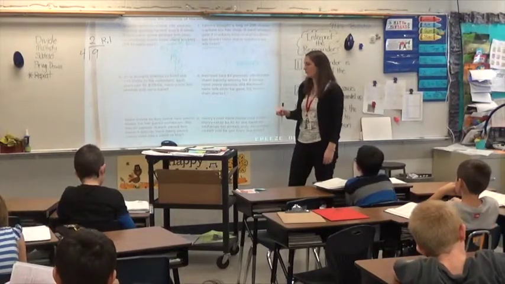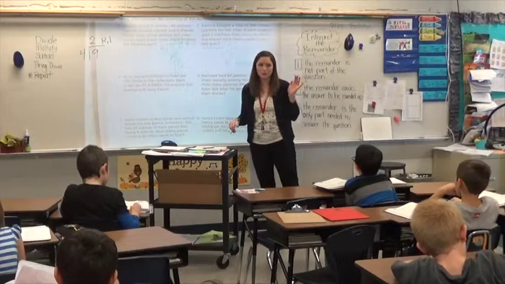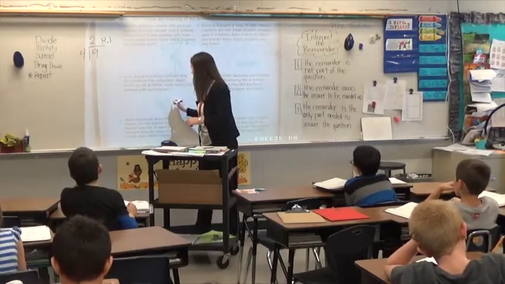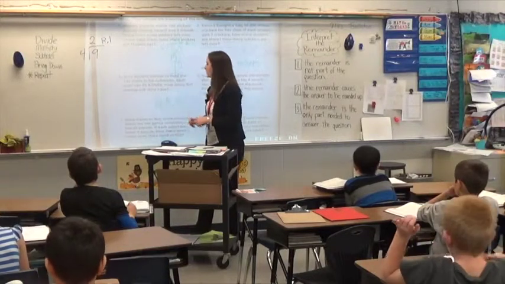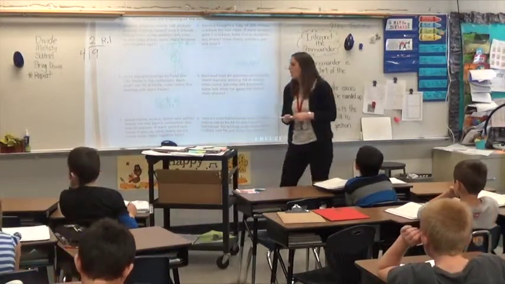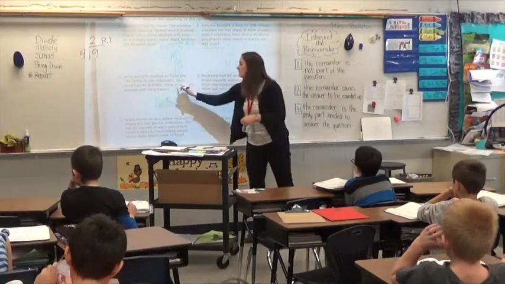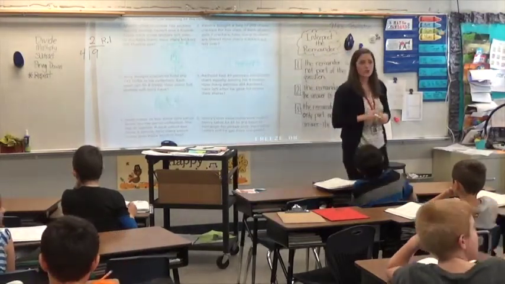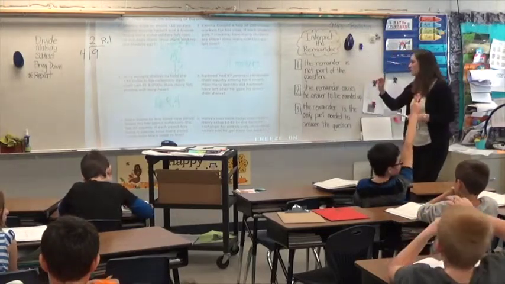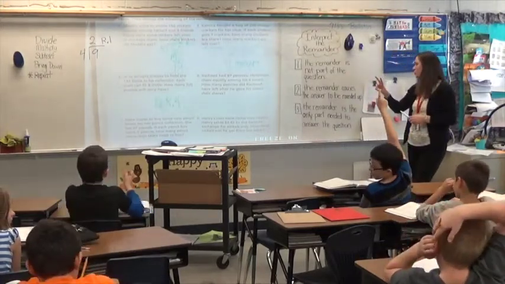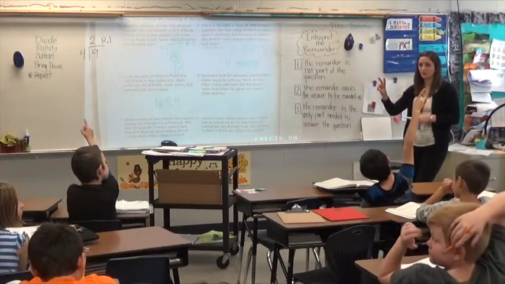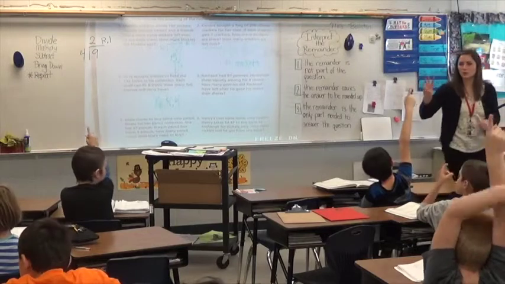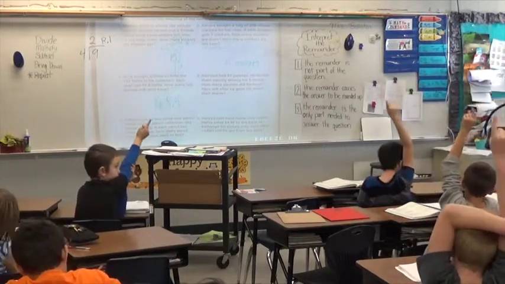Alright, let's look at number 3. Who can tell me what they got for number 3? Ava? 16 remainder 4. On this one, we're asking how many full shelves will Jerry have? So let's vote with our fingers. 1, the remainder is not part of the question. 2, the remainder causes the answer to be rounded up. Or 3, the remainder is the only part needed to answer the question. Vote with your fingers.